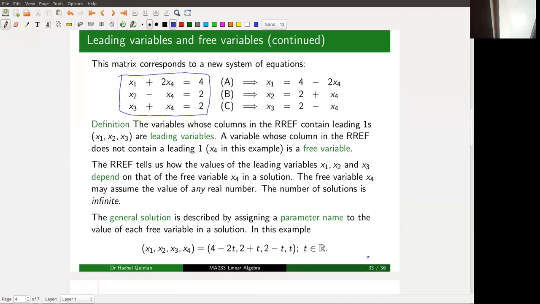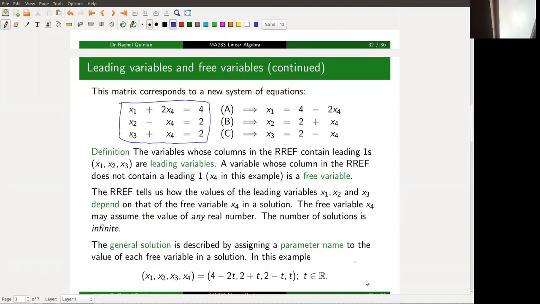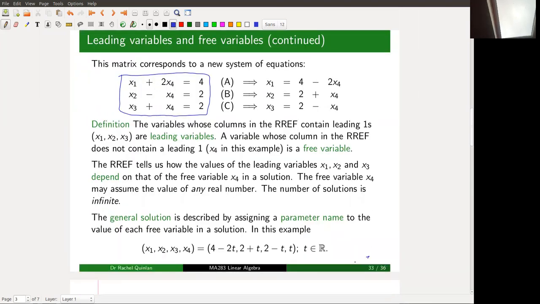Okay, so the way that we usually handle the written communication in describing the solution of a system like this is we give the parameter name, and the usual parameter name to choose is t. So we're going to give the parameter name t to the value of x4 in a solution of our system. And we know, for example, that if x4 is t, then x1 must be 4 minus 2t. So x1 is 4 minus 2t. x2 is 2 plus t. x3 is 2 minus t from equation C up here, and x4 is t.